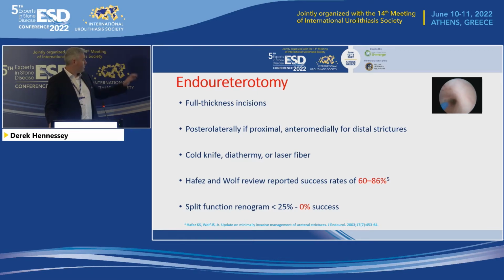There's a few big papers in the endoscopic management of strictures, and this one by Hafez and Wolf reported success rates of 60 to 86% with endoureterotomy. One key point in that study from those authors was that if the split function of the kidney is less than 25%, the success rate of endoscopic management of stricture is 0%.